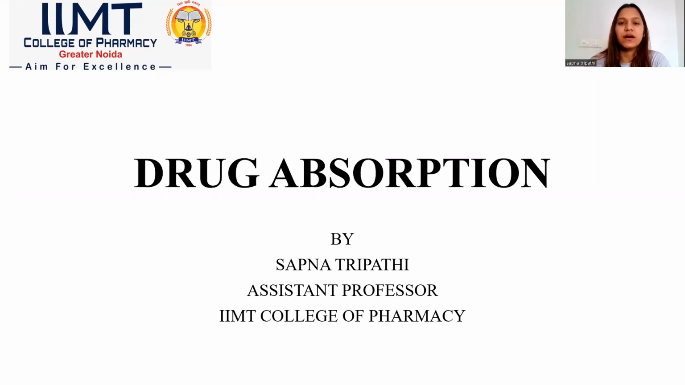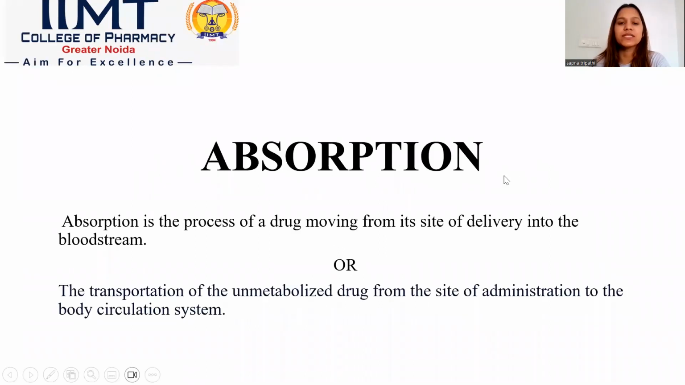Good afternoon, everyone. I'm Sapna Tripathi, Assistant Professor, IIMT College of Pharmacy. Today, I will discuss drug absorption, which is a very important topic of biopharmaceutics in B.Pharm third year and M.Pharm first year. So, first, we will discuss what absorption is.